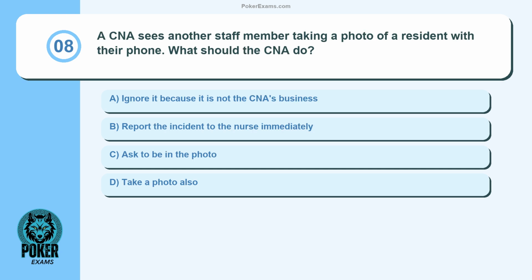Question 8. A CNA sees another staff member taking a photo of a resident with their phone. What should the CNA do? Ignore it because it is not the CNA's business. Report the incident to the nurse immediately. Ask to be in the photo. Take a photo also.